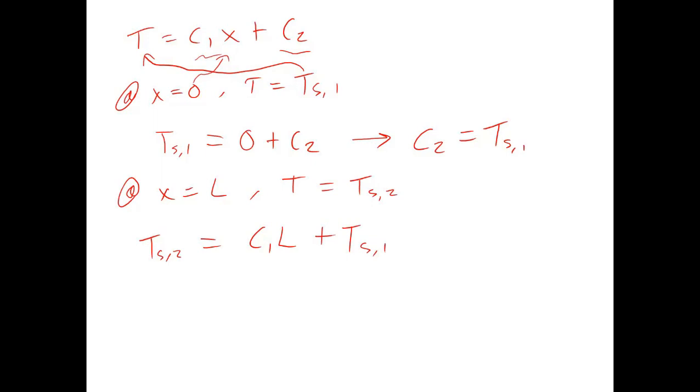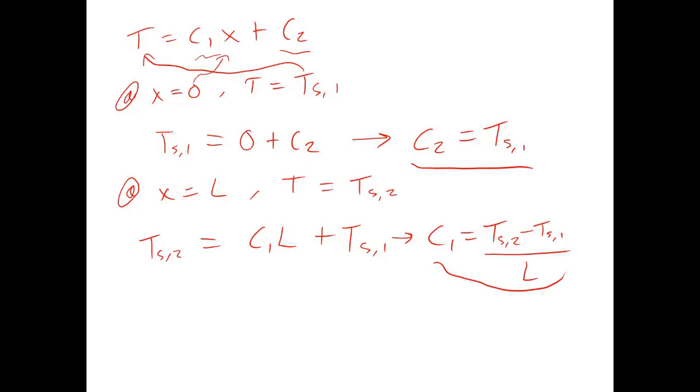Alright, and now we can solve for C1. And we know C1 is equal to TS2 minus TS1 divided by L. So now if we were to take these two constants of integration, which we now know, these are all just constant terms, things that are known and that don't change in the problem.